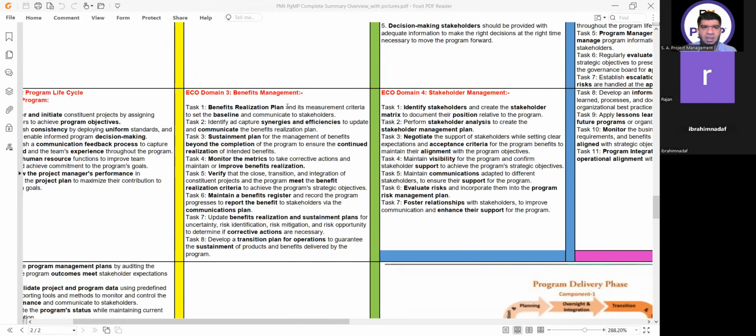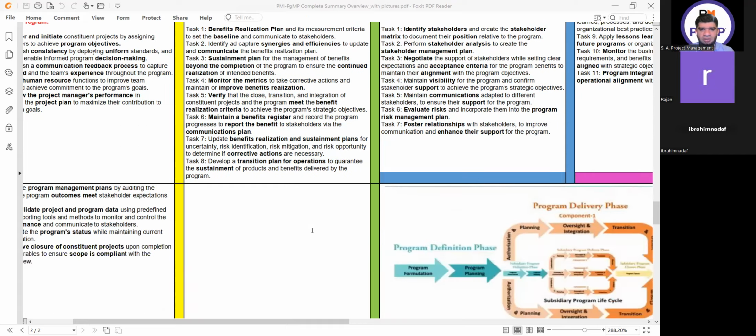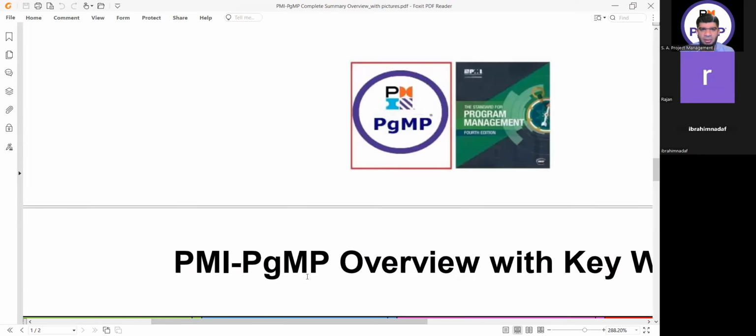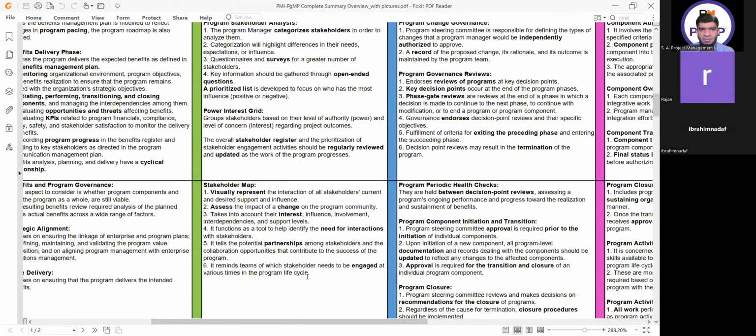Then we have this ECO in this also. Benefit realization plan is the same, sustainment plan, monitoring the benefits. Task number 6 is very important. Maintain a benefit register and record the program progress to report the benefit to stakeholders via the communication plan. Update benefits realization and sustainment plans and develop a transition plan for operations. Is it clear? Any question on this? Yeah. Clear. Okay.